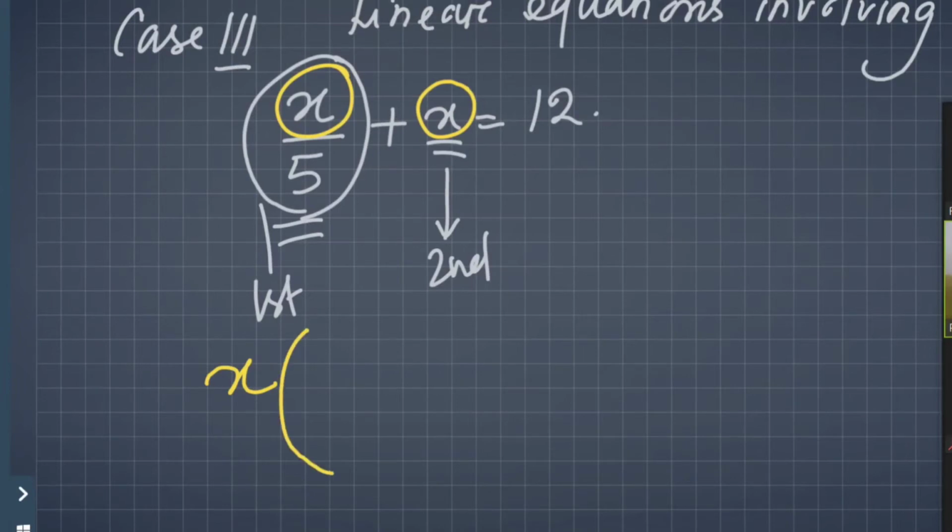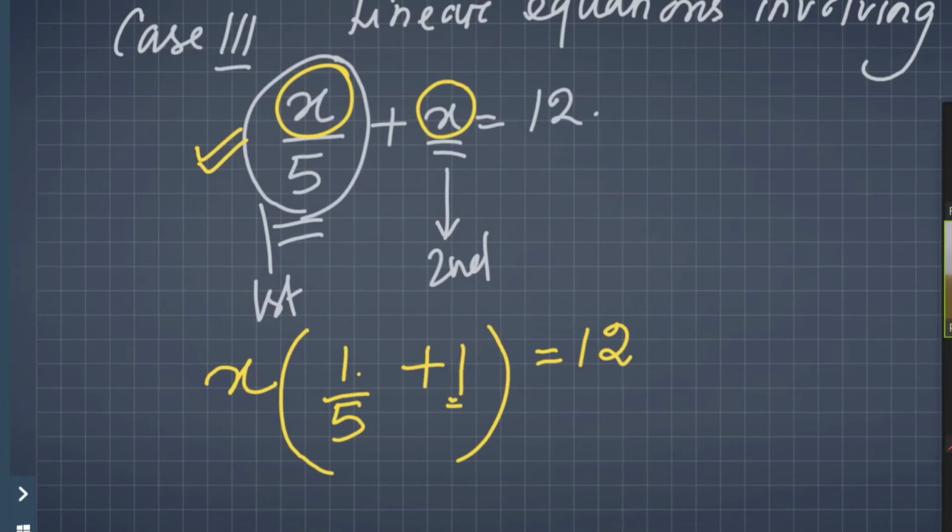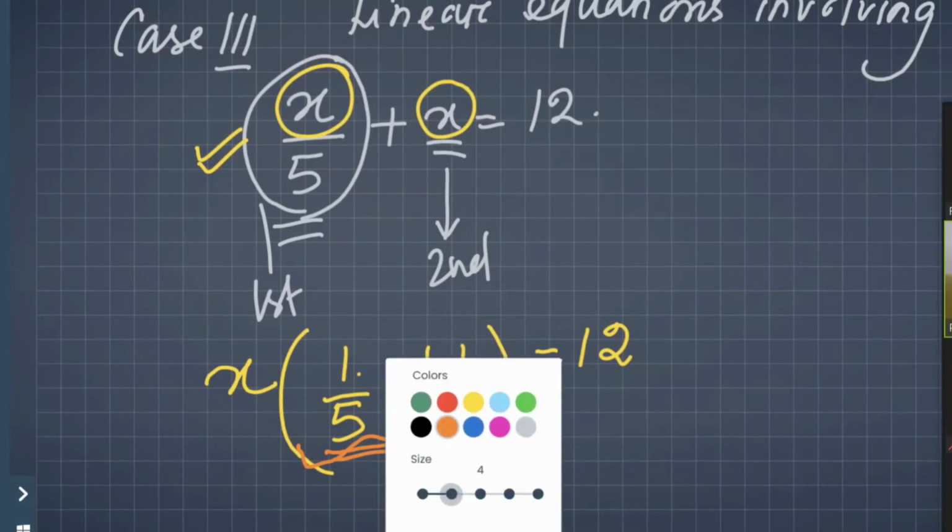So what is left behind from x by 5? I have left behind 1 by 5 plus 1. So if x is multiplied with 1 by 5, I will get x by 5. If x is multiplied with 1, I will get x, exactly the same expression as the question given above. So x whole into 1 by 5 plus 1 is equal to 12. Now my job is that I need to solve this part first. So this is exactly involving your fractions. So first I will be solving this fraction part, then I will proceed with the rest of the equation, to find the value of x.